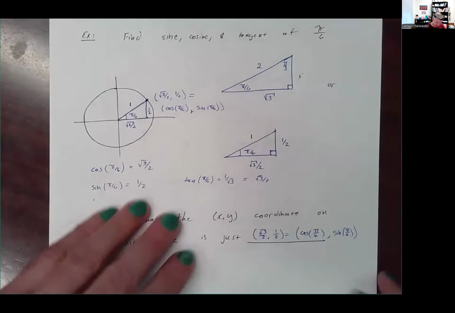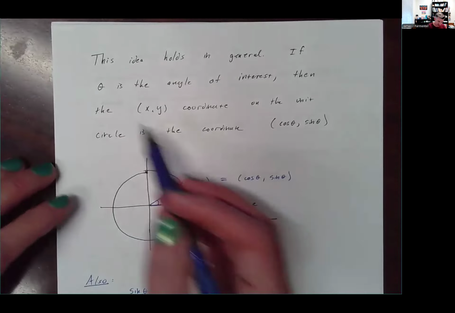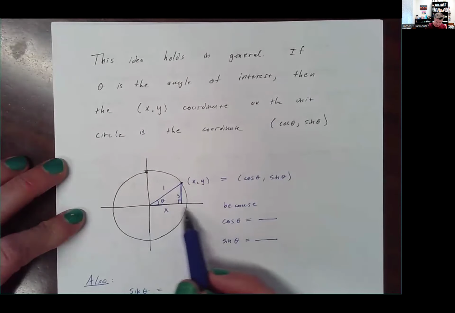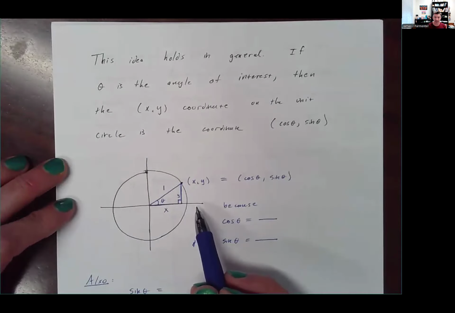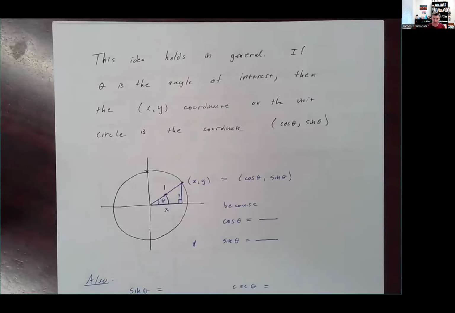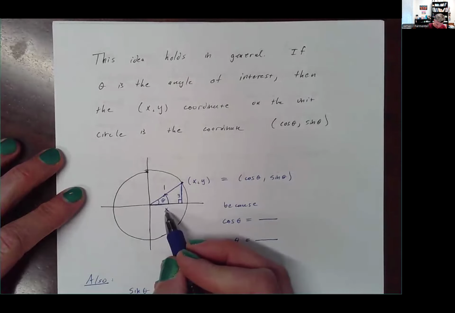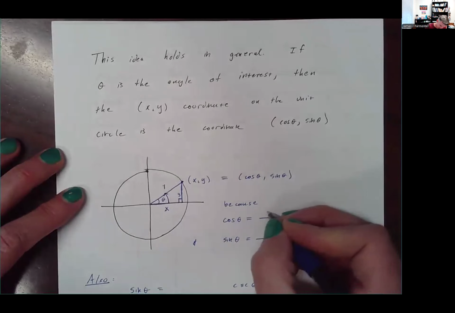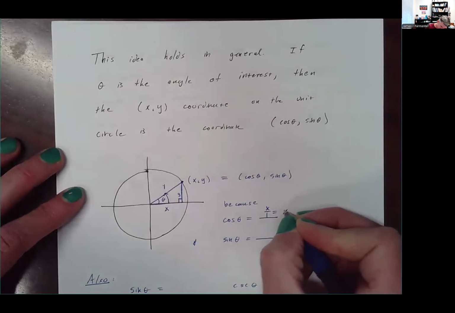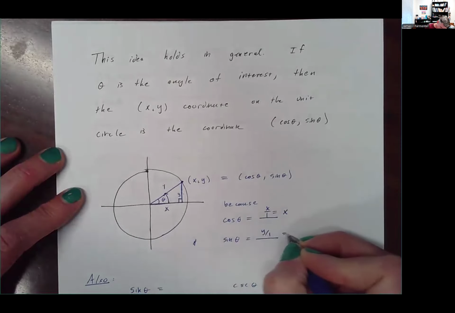And so, more generally, this idea holds. If theta is the angle of interest measured from the positive x-axis counterclockwise, so we're going this way, then the xy coordinate on the unit circle is the coordinate cosine theta, comma sine theta. And it's exactly because if you look at this right triangle, cosine theta is equal to the adjacent over hypotenuse, which is x over 1, which is just x. And sine theta is the opposite over hypotenuse, which is y over 1, or just y.